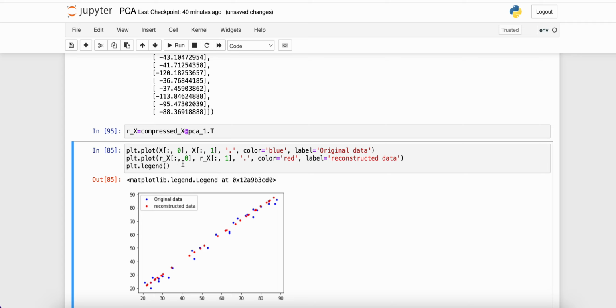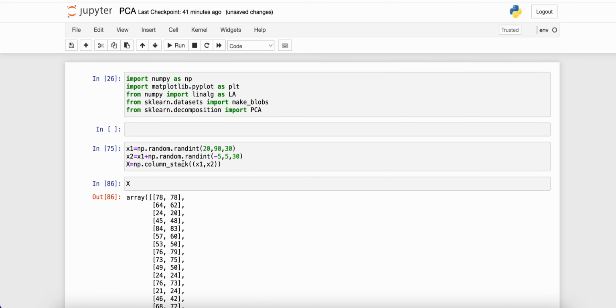If we plot the reconstructed data and the original data side by side with two different colors, we can see that the reconstructed data is approximating the original data. But like I said before, compressing data and then reconstructing the original data would be possible only if there is a linear relationship between these two features, I mean between the features of each data point.